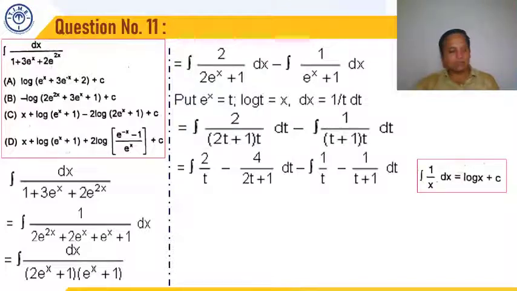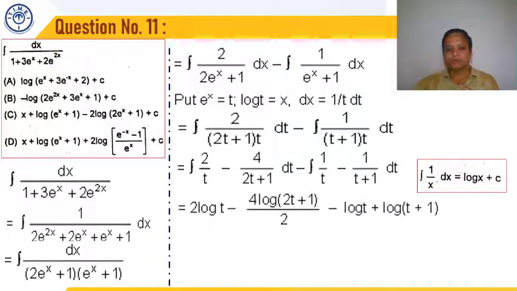Now integration of 1 by x dx is log x. We apply this. First 2 comes outside, it becomes integral of 1 upon t, which is log t, minus 4 times log of 2t plus 1, and we divide by the differential of 2t plus 1, that is 2. Then minus 1 upon t, integration is log t, and minus minus becomes plus. Integration of 1 upon t plus 1 is log of t plus 1. Plus c, where c is the constant of integration.